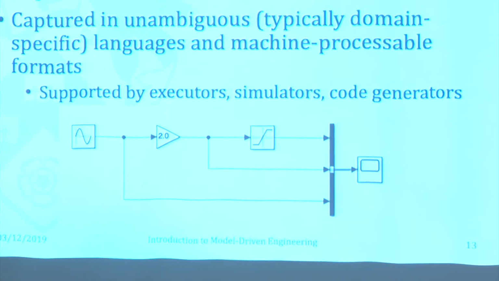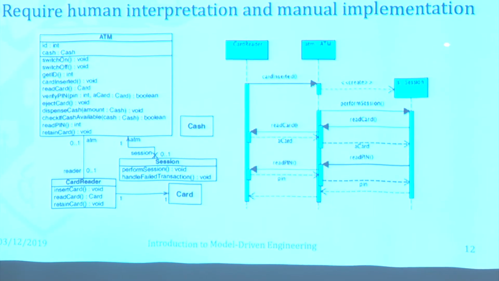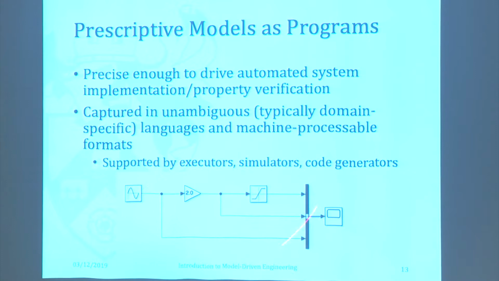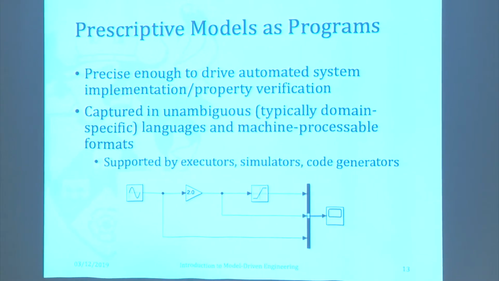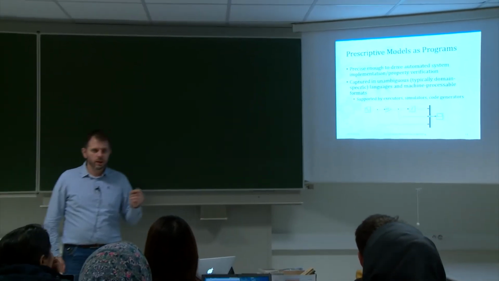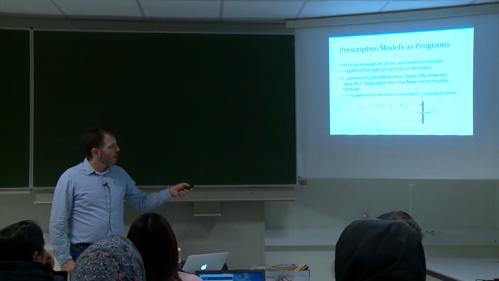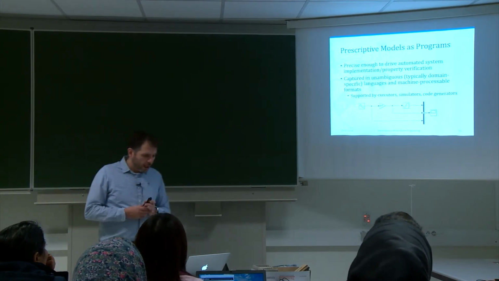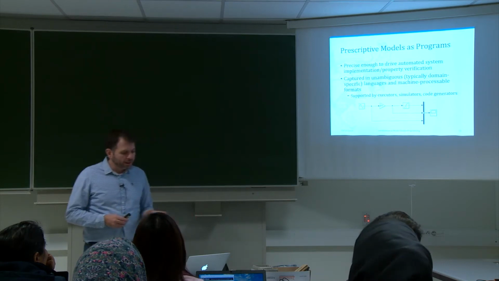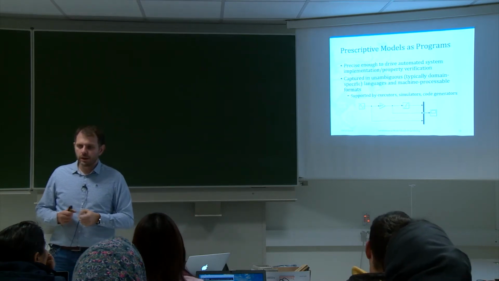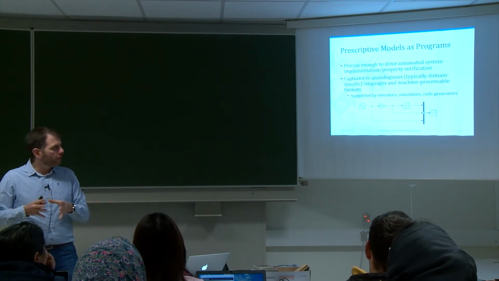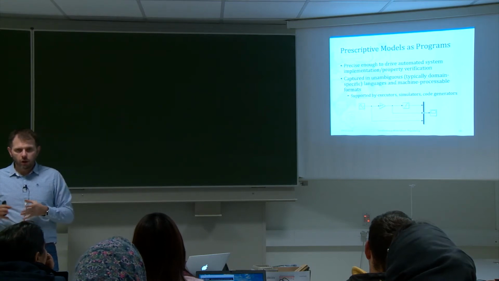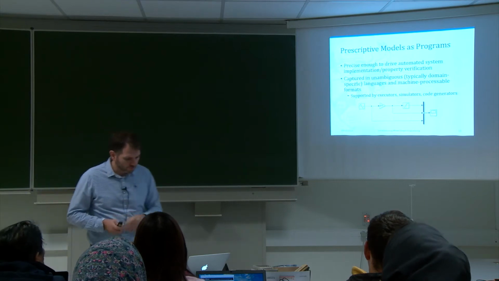The models of this sort have all the information they need in them to actually support the generation of fully functional code. And while here we can tolerate some flexibility because we have room for human interpretation, models as programs need to have very precise semantics. We need to be able to unambiguously say what each block and what each property of these elements exactly means. Such models tend to be captured in domain-specific languages just because they target specific application domains. And we will talk about domain-specific languages a lot during the rest of this course.